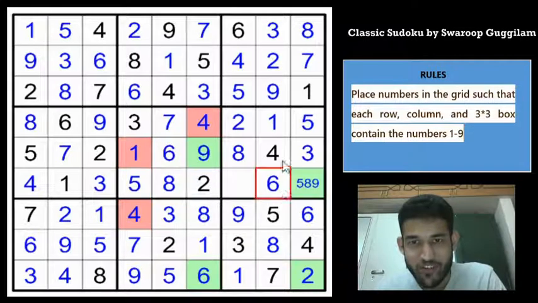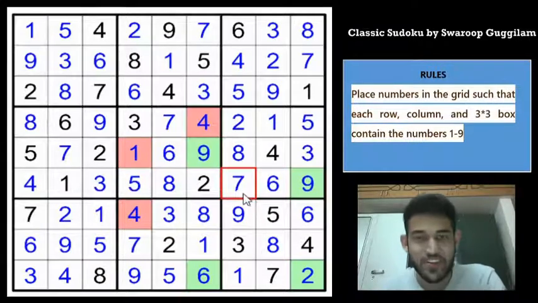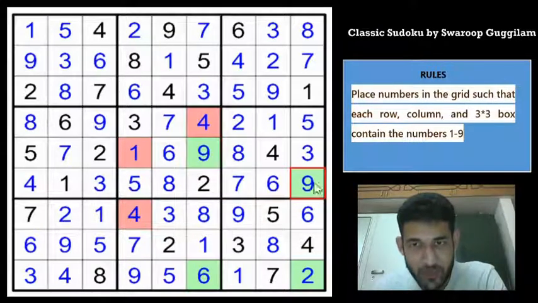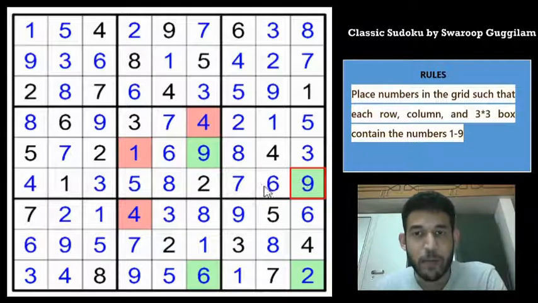Beautiful. 3, 4, 6, 8, 1, 2 and 5. Remaining digits are 7 and 9, but 7 is here, so this is a 9 and this is a 7. So as you can see, 9 is occurring in both of these cells in this particular situation, but the fact that 9 is present at least once in one of these two cells has become true.